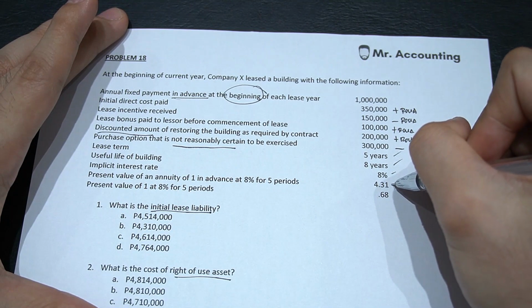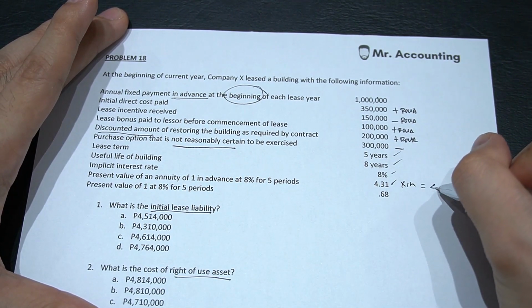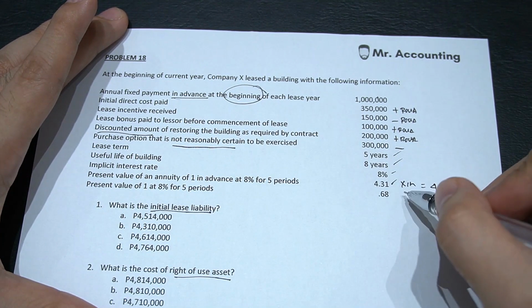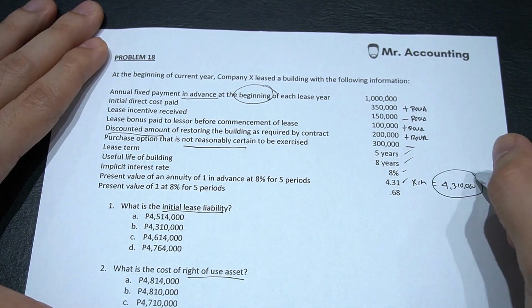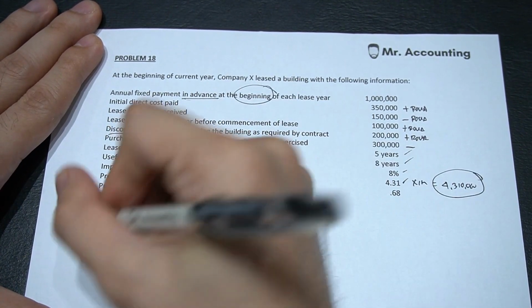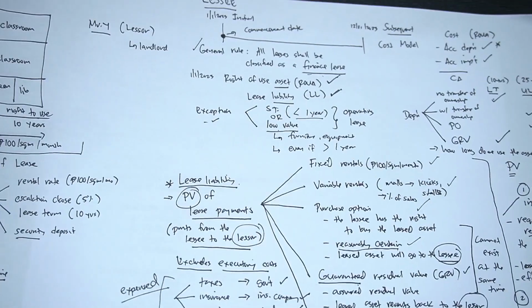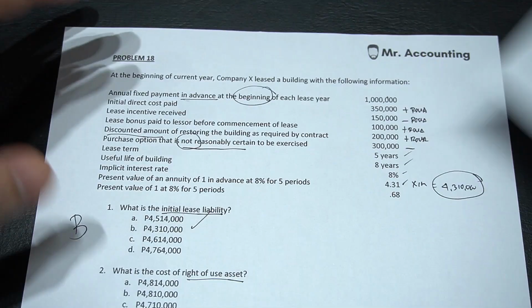Annuity in advance, 4.31. We multiply it by 1 million. Okay, so 4,310,000. And then present value of 1.68. Okay, what is the initial lease liability? Well, here it is, 4,310,000. B. Don't include the purchase option because it is not reasonably certain. As I said here, it should be reasonably certain before you put it under lease payments.